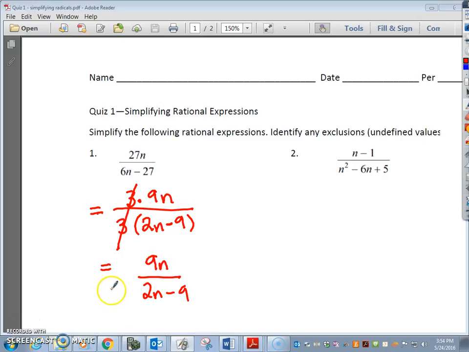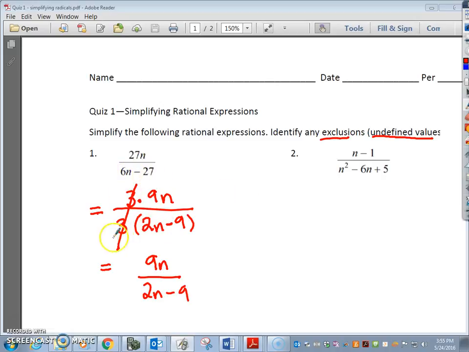Now, we do have to take into consideration the undefined values. Undefined values, or the exclusions, mean the numbers that I cannot plug in. Think about fractions. A fraction is just like a division problem, 27n divided by this bottom part. And remember, when we're dividing, we're not allowed to divide by 0. What happens when you divide by 0? You get an error. So when does that happen? Well, you have to solve for the denominator equaling 0.